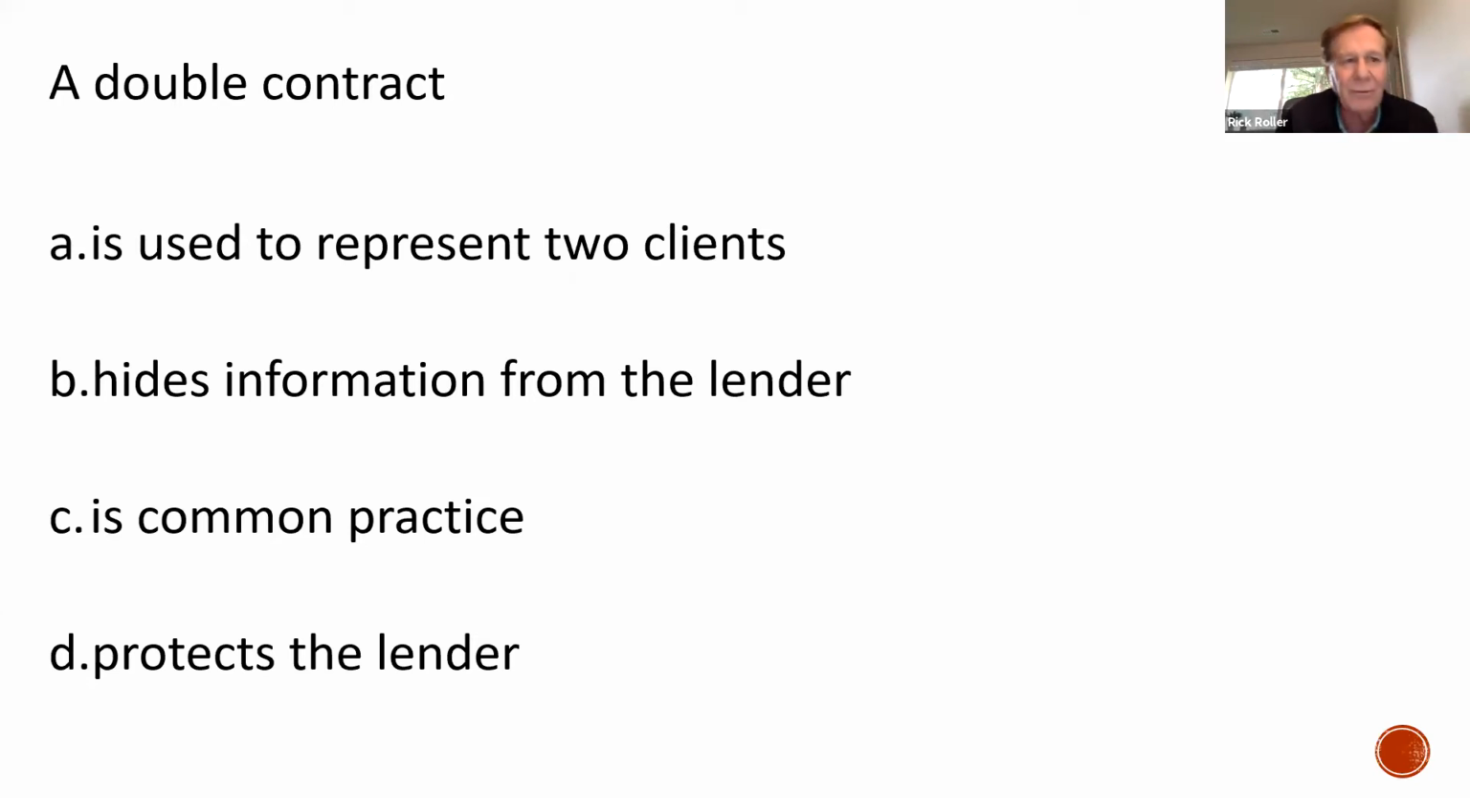Okay, the next question. A double contract is used to represent two clients? No. Hides information from a lender? Hang on to that one. Is common practice? Only for people that want to go to jail. And protects the lender? No, it deceives the lender. A double contract is when there are two contracts. The correct answer to this, of course, is B. It hides information from the lender.